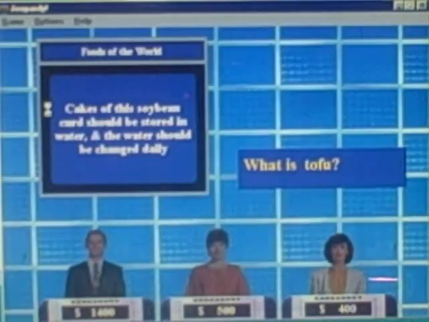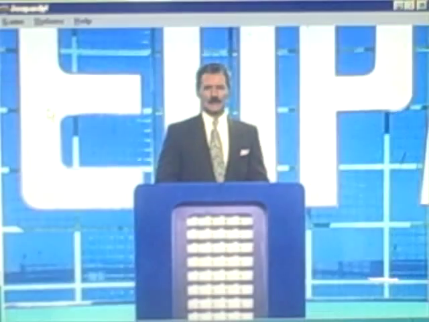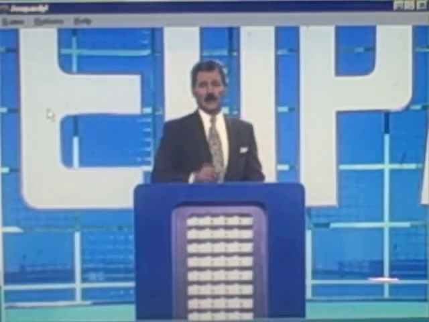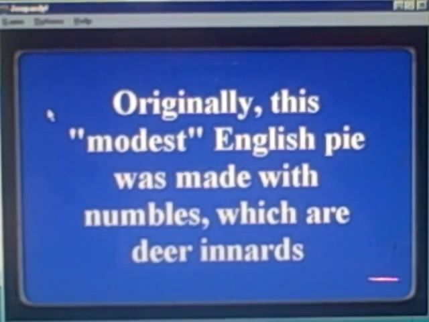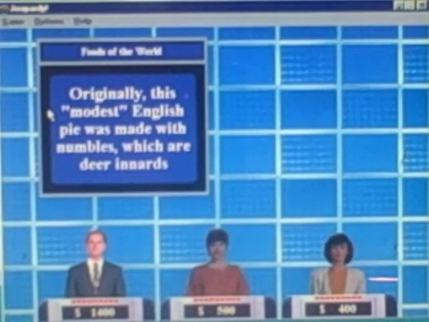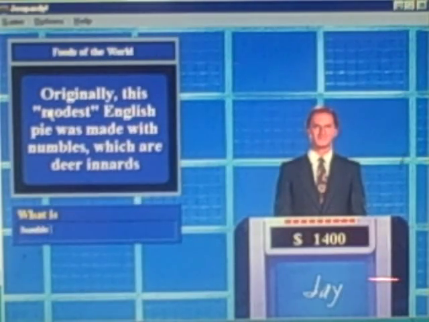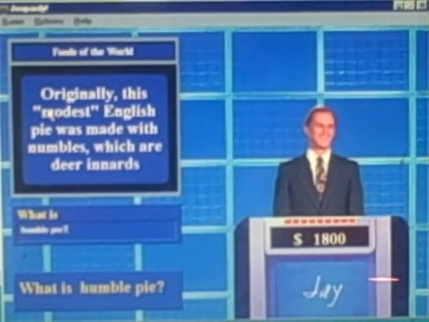Tofu. Tofu. Contestant number 1. Foods of the World 400. Got away with that. The answer there is... Ouch! Originally, this modest English pie was made with numbles, which are deer innards. Oh, yuck. Contestant number 1. What is humble pie? What's disgusting about it?